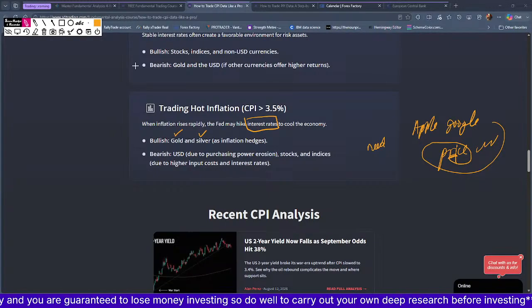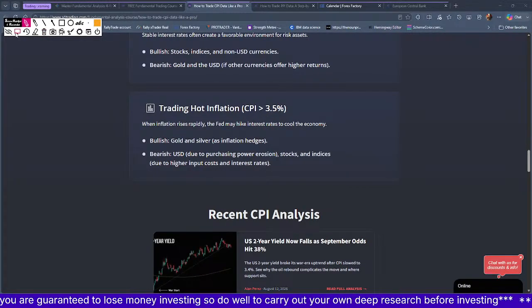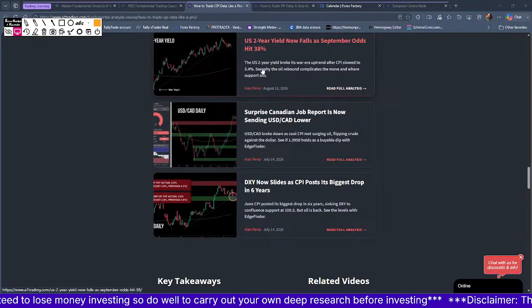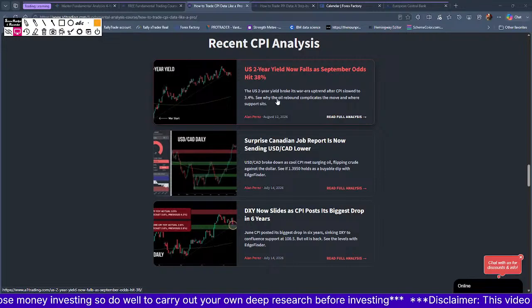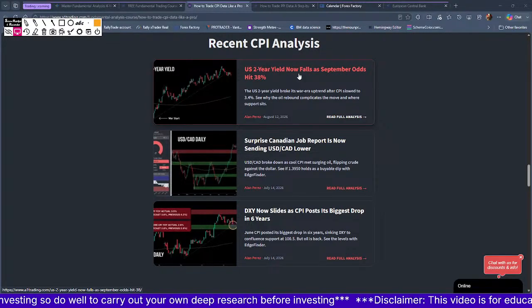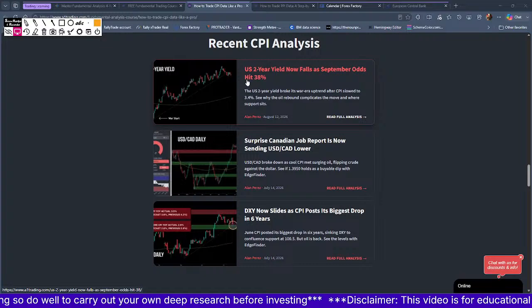That's just the whole idea behind this whole setup here. There's not much of a thought to it. So let's just look at an example. This is 2026. US 2 years yield now falls as September odds hit 33%, 38%.